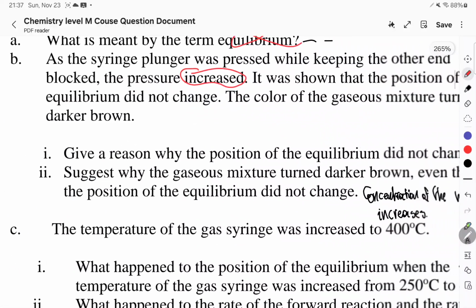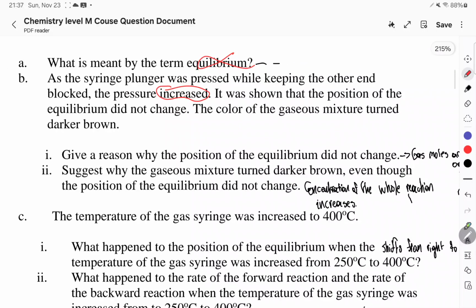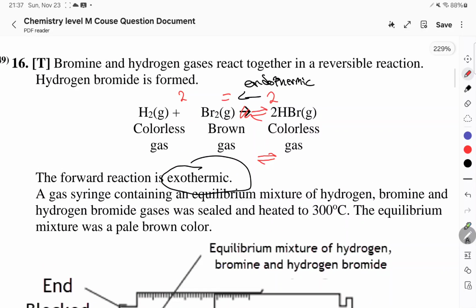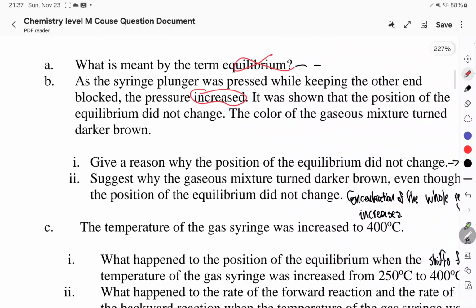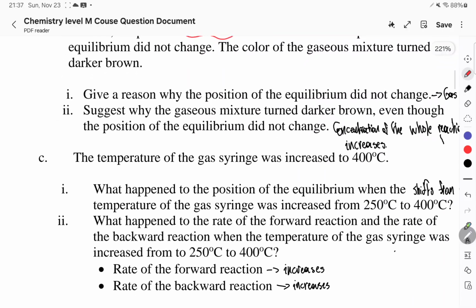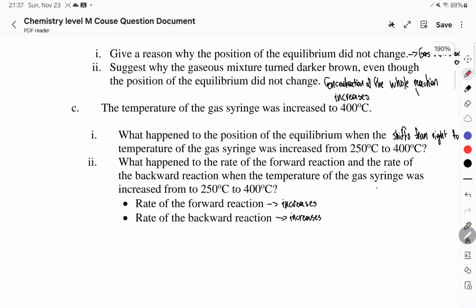Now, in part II, suggest why the gaseous mixture turned darker brown even though the position of the equilibrium did not change. So this is another thing that we do not discuss now. But in the case where the gaseous moles on both sides of the reaction are equal, what happens is the concentration on both sides of the reaction also increases. So here we can say the concentration of the whole reaction increases, which is another way to put it, as I said. So now in part C, the temperature of the gas syringe was increased to 400 degrees Celsius.